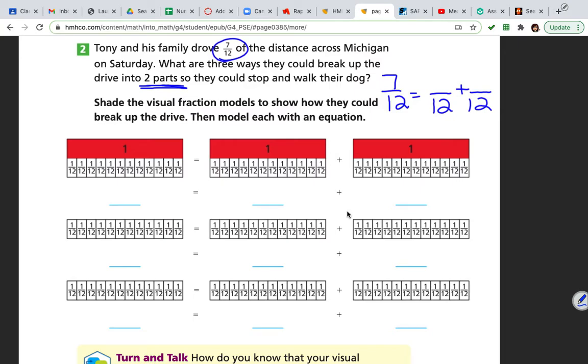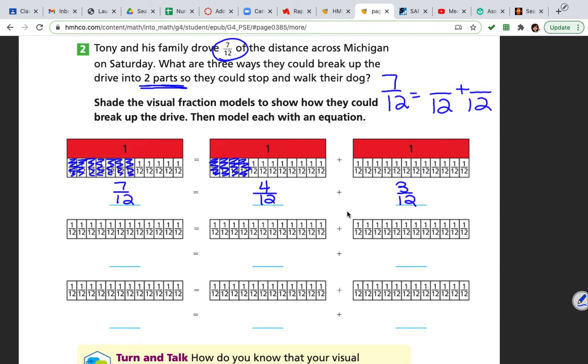So the first one is 7/12. So we're going to shade in 7 pieces. 1, 2, 3, 4, 5, 6, 7. So how can we break 7/12 up into 2 fractions that add up to 7/12? Well, I think of 7/12 as 4 plus 3. So let's do 4/12 plus 3/12 because 4 plus 3 is 7. So I'm going to shade in 1, 2, 3, 4.